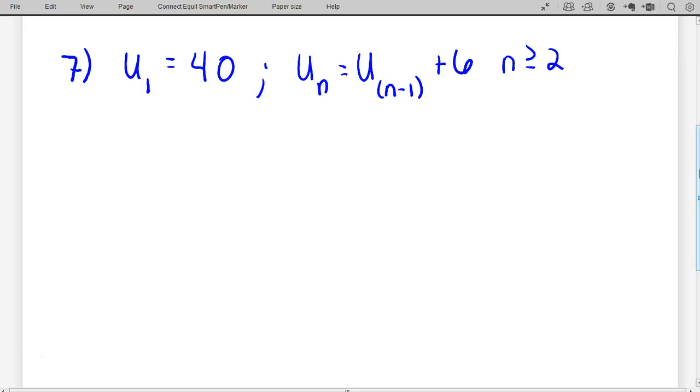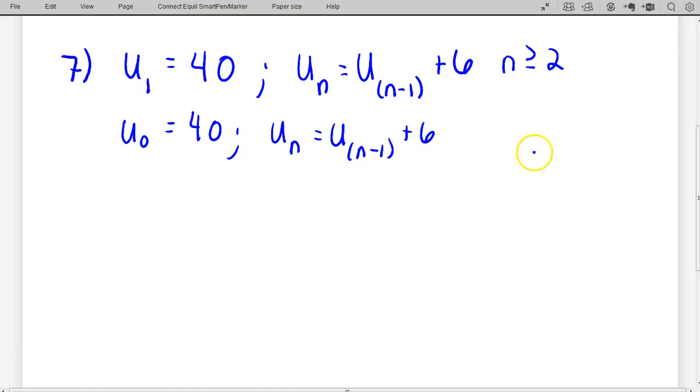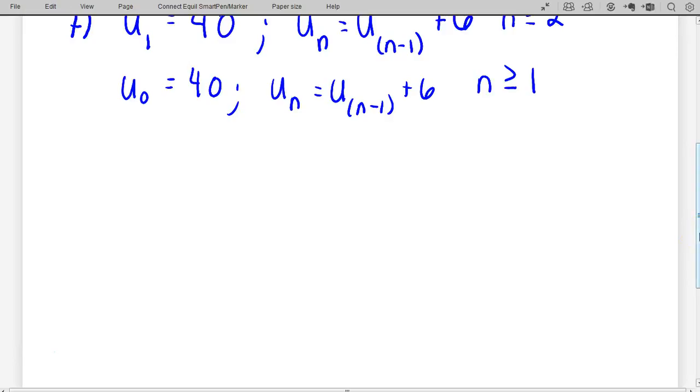Or u sub 1, I'm sorry, please do not get that confused. Had I used u sub 0, let's just rewrite that so we are on the same page, it is 40. This stays the same, adding 6 to each day, but my n would have to be only greater than or equal to 1 since I used u sub 0.